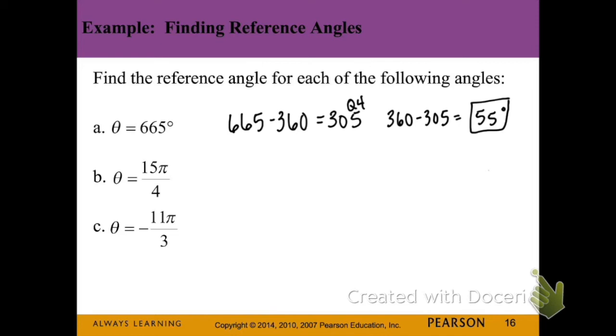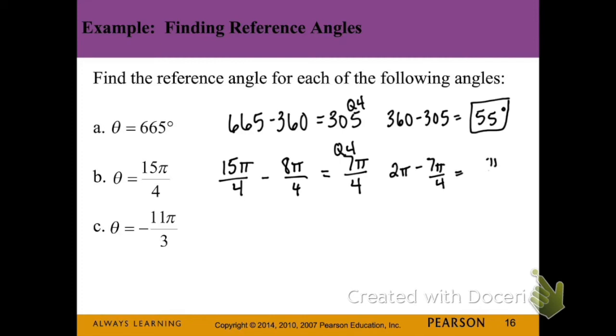For part B, we have our angle in radians, 15 pi over 4. To find my coterminal angle, I'm going to subtract off 2 pi, which I'm going to write in the form of 8 pi over 4, since I have fractions. So we get 7 pi over 4, which is again in quadrant 4. So I'm going to take 2 pi minus 7 pi over 4 to get my reference angle, which is pi over 4.